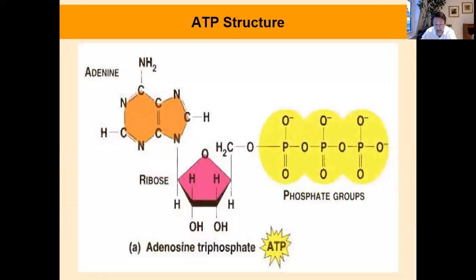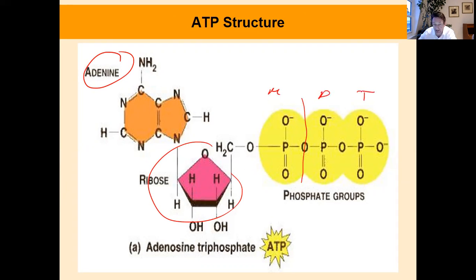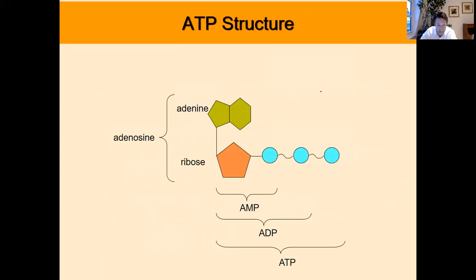So here's an ATP. We've got our adenine, we've got our ribose, and if we're just a normal nucleotide, we just have 1 phosphate, so it would be mono, 2 is di, and 3 is tri. There you go, mono, di, and tri, and your adenine and your ribose forms your adenosine.